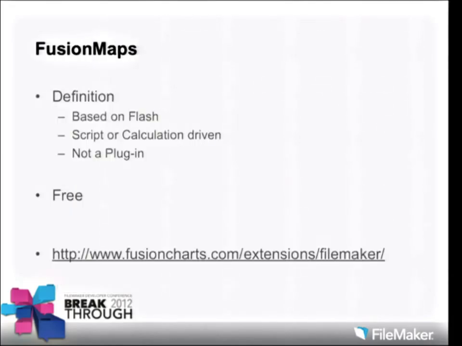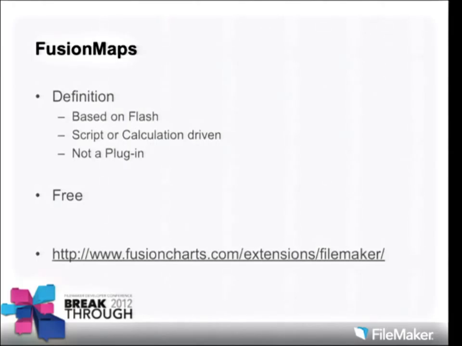It's based on Flash, so all the maps are Flash, and you feed Flash all your information, just like you would do with Google, and Flash will manage all this data and represent it in a map. It's pretty easy because you can use either scripts or calculations, depending on how you want to do it. And it's not a plugin. It's really just Flash files that sit on the disk that you can target. The only thing is it doesn't work on FileMaker Go, obviously, because of iOS and Flash.